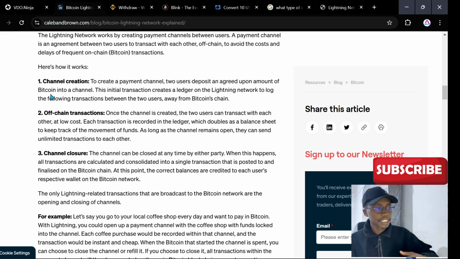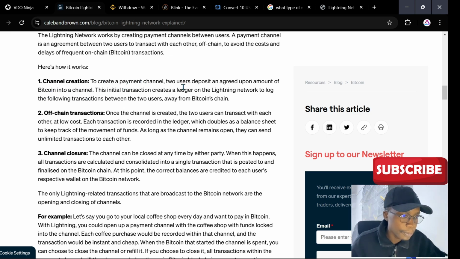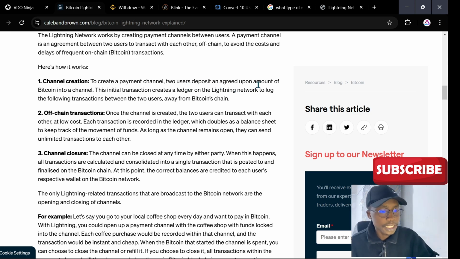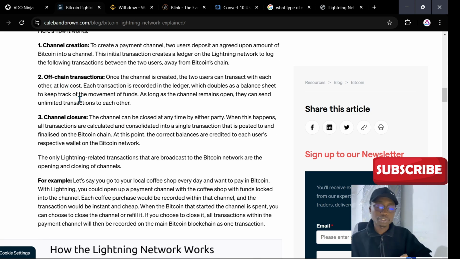It starts with channel creation. To create the payment channel, two users deposit an agreed upon amount of Bitcoin into a channel. This initial transaction creates a ledger. This is a very important point. This initial transaction creates a ledger on the Lightning Network to log the following transactions between the two users away from the Bitcoin chain. So the Lightning Network creates a ledger between two users on the Lightning network itself, so that the transactions can be done between me and you. So the transactions are done off-chain.